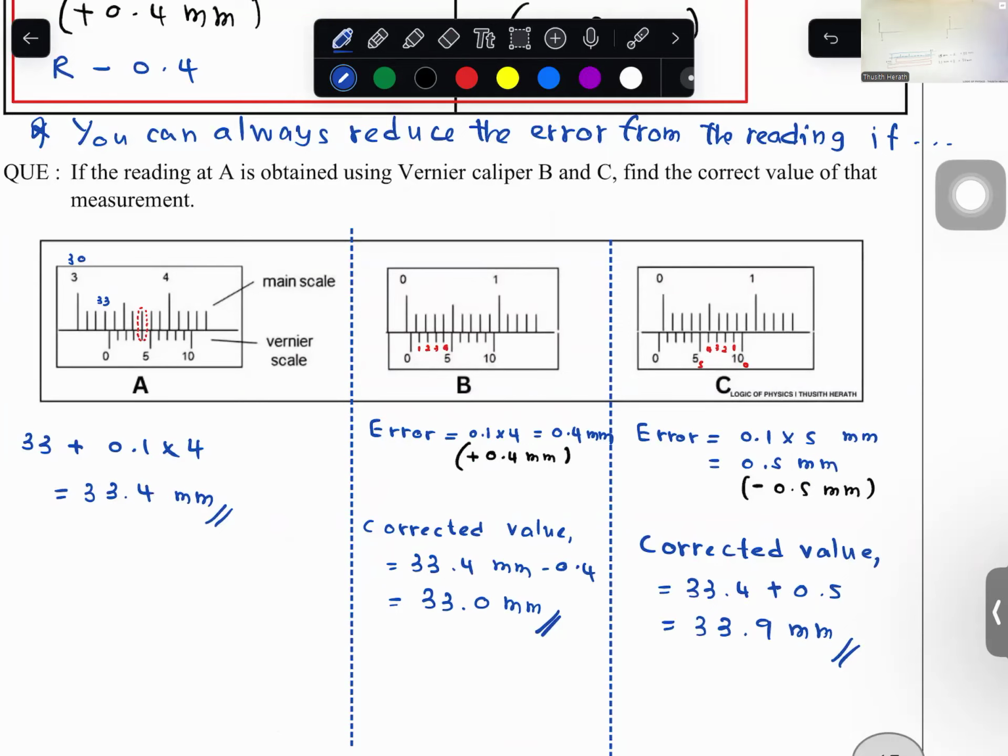Right? Complete this. If the reading A was taken from B or C, what are the corrected values? Here are the corrected values. Right? Complete it. Complete everything here and put done to the chat, right? Put done to the chat. After that, we are going to conclude for today. Put done to the chat after completing.